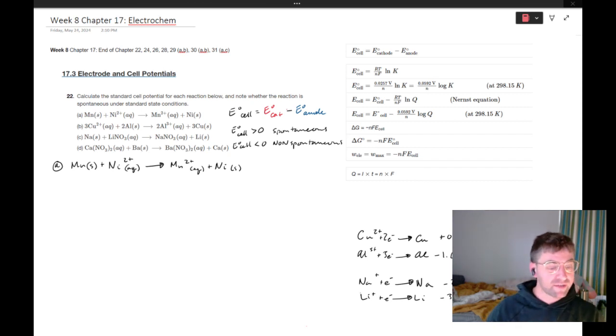I have in the top right here a summary of the equations that you might need for these problems, and you'll be referring to the textbook for a lot of tabulated values. So I've pulled those in for most of these problems, so you don't have to go hunting for them. But know that you will need tabulated values to solve a lot of these.